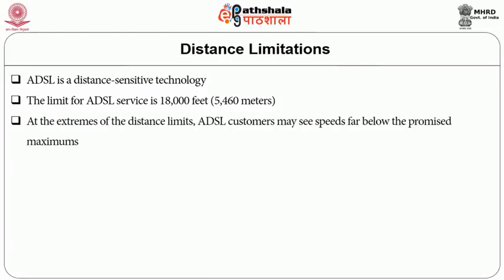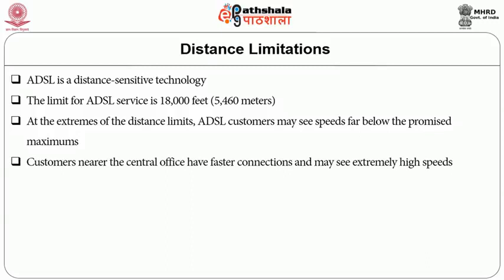At the extreme of the distance limit, an ADSL customer may see speed far below the promised maximum. So even if you connect at 5 kilometers with a promised speed of 2 Mbps, you may not get that speed. It may be half or maybe a quarter of the speed mentioned. And a customer near the office will get a faster connection.